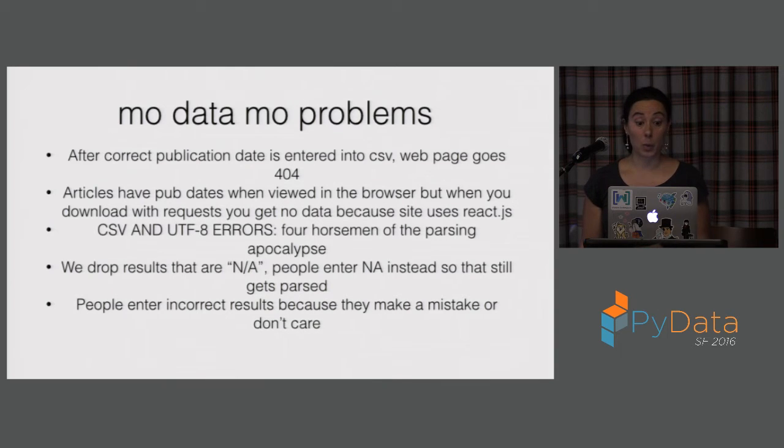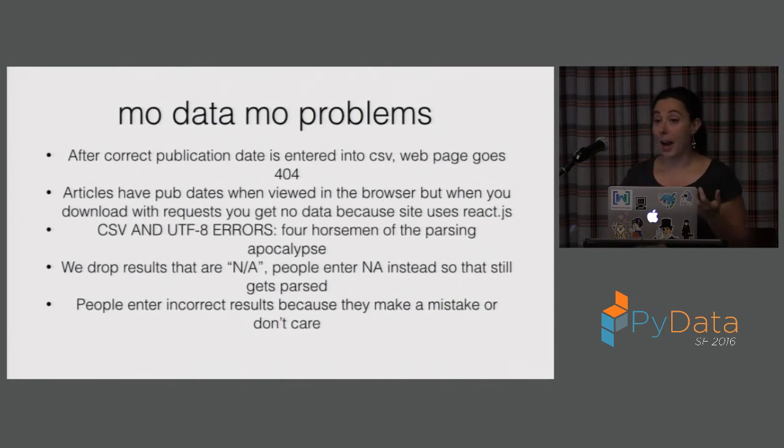One problem that was actually really hard to figure out was that some articles have publication dates when you view them in the browser, so when someone's doing the data entry, but when I download it with requests, I don't get any data because the site uses React or another JavaScript framework where you have to render the page to get access to the data. So you just get an empty page or a bunch of JavaScript with no content inside. And that was really hard to figure out, why it wasn't working.